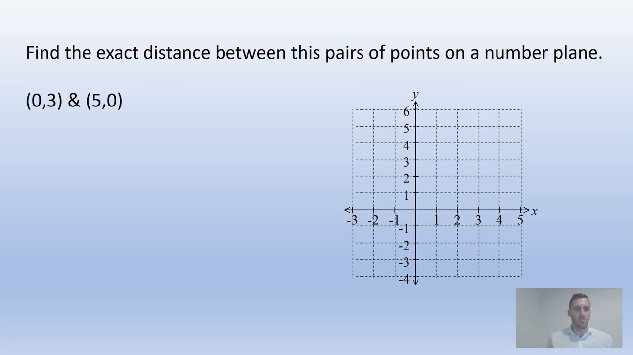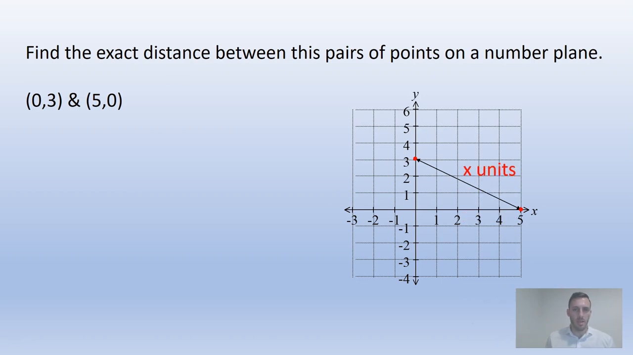We have another example. Find the exact distance between the pair of points on a number plane. The points are x equals 0, y equals 3, and x equals 5, y equals 0. So we plot the points on the number plane, and we draw our line connecting the points. As you can see, this forms a right-angled triangle with the axes of the number plane. Therefore, we can use Pythagoras' theorem to find the distance between the 2 points.